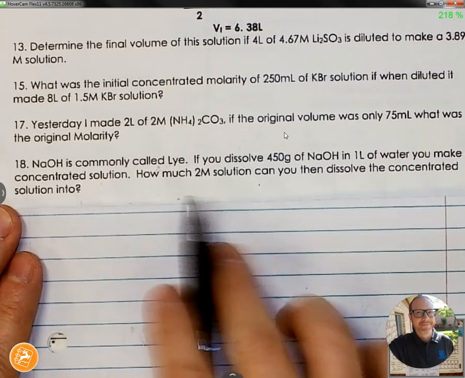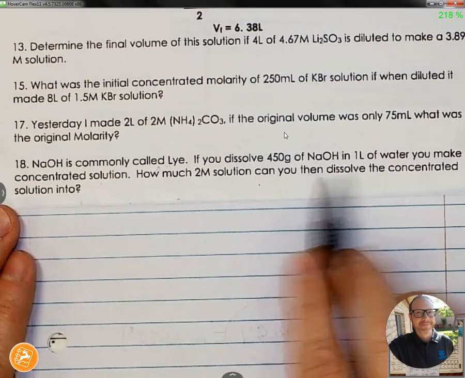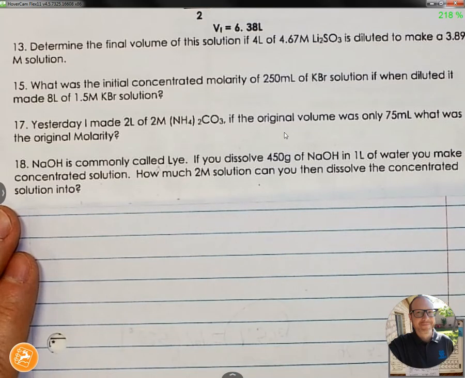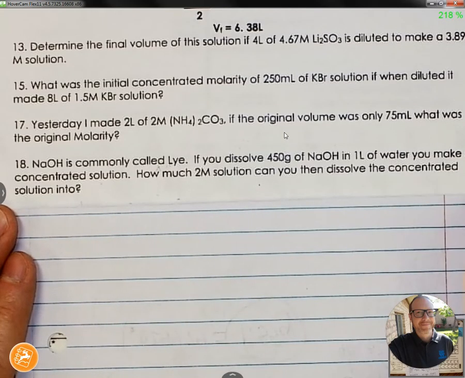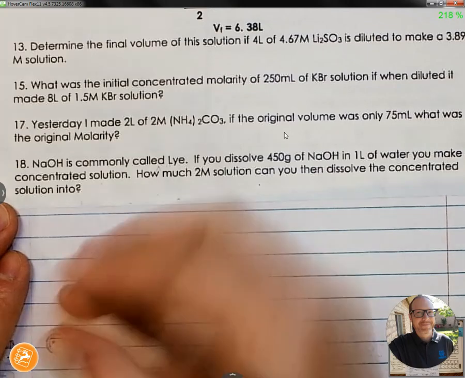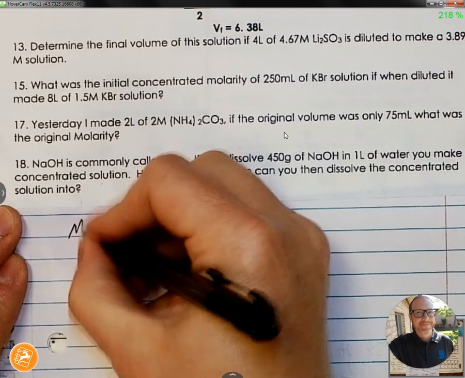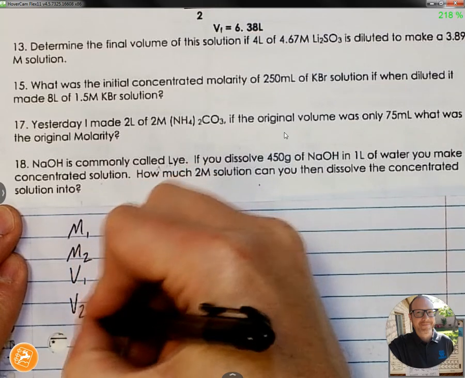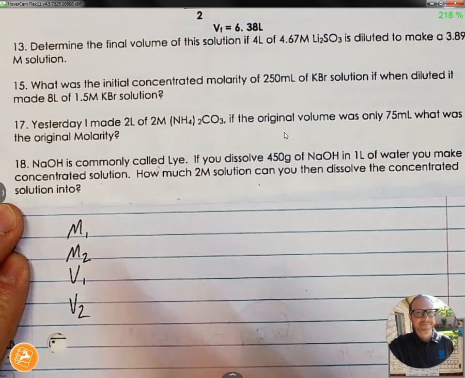So it's commonly called lye. If you dissolve 450 grams of sodium hydroxide in 1 liter of water, you make a concentrated solution. So how much 2 molar solution can you then dissolve the concentrated solution into? My goodness, there's a lot to unpack here, right? Okay, so we're assuming at some point we're going to get to M1, M2, V1, and V2. What do they give us here?